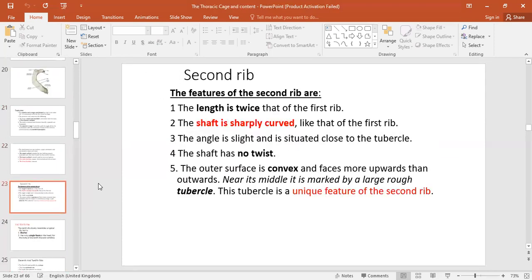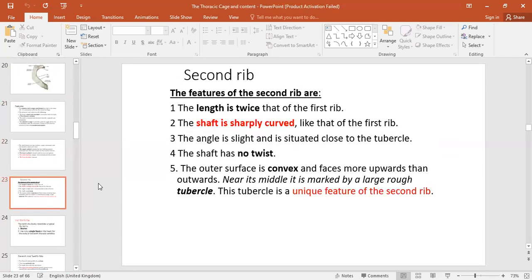So what is so special about rib 2? Number one is that its shaft is sharply curved. So it has a sharp curve in the shaft, or what we call the body. Then the body is not twisted like we saw in typical ribs. So in terms of appearance, it's easy to pick out which one is rib 2 and rib 1. They will be looking more or less the same, but the one that is longer is actually rib 2.